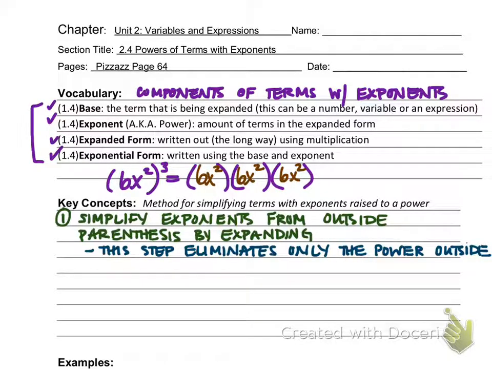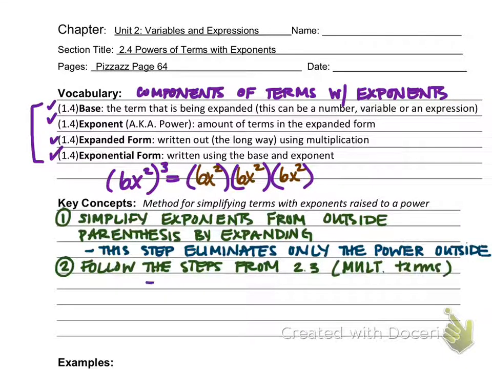Now we're going to go ahead from here and simplify by following the steps that we did for multiplication from last night's work on 2.3. So that was about multiplying terms, because now if you'll take a look, I have 3 terms that I am multiplying. I no longer have an outside exponent outside of the parentheses, and we can continue there.